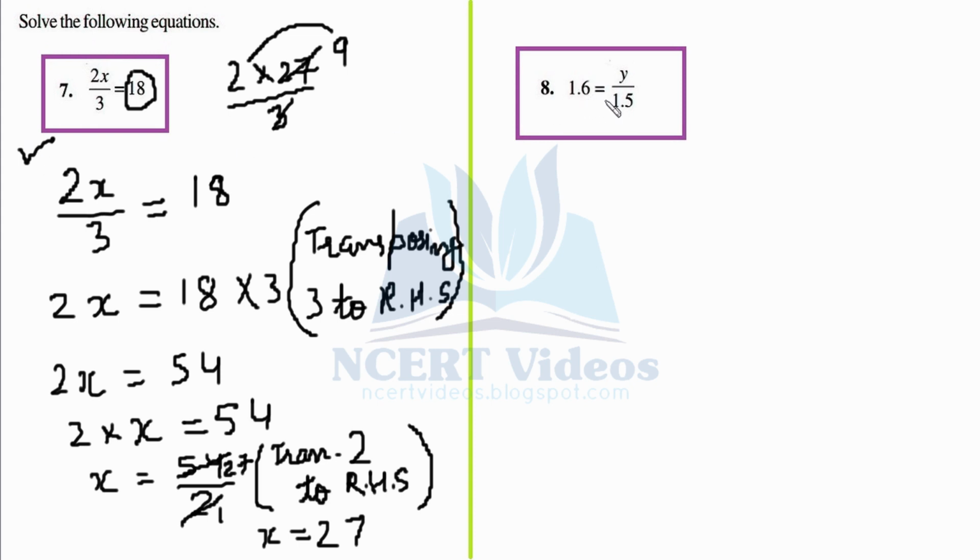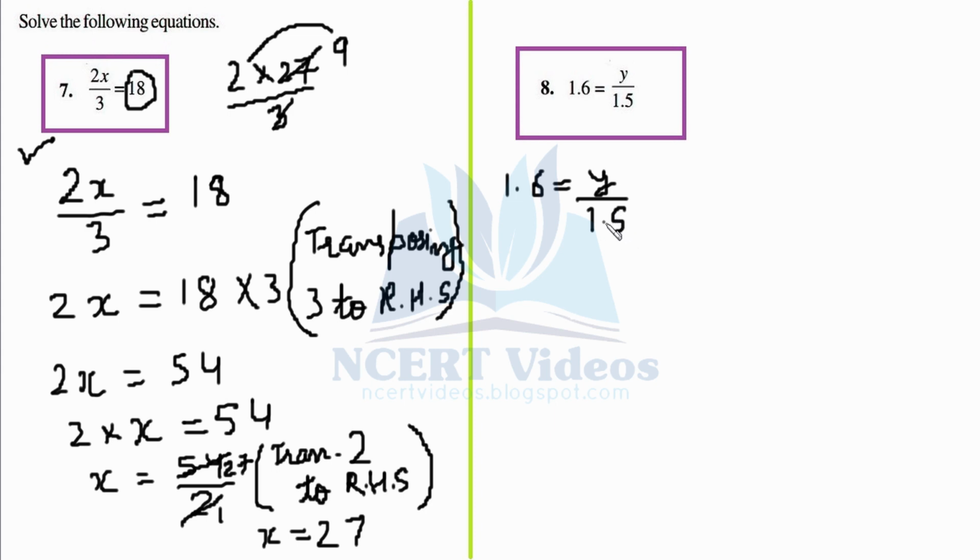Question 8. 1.6 equals y over 1.5. This time we are encountering decimals, so nothing to worry about. Just follow the simple steps. First of all, we would write the equation as it is. Why is it an equation? Because it has an equality sign. So we have written the same.